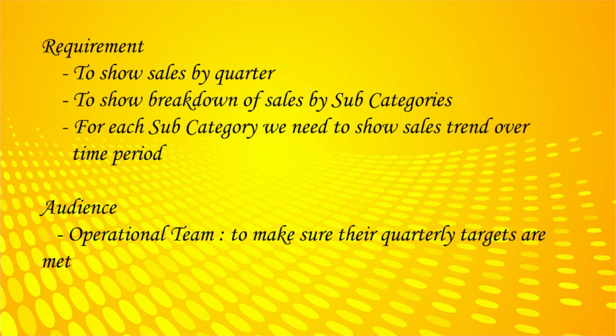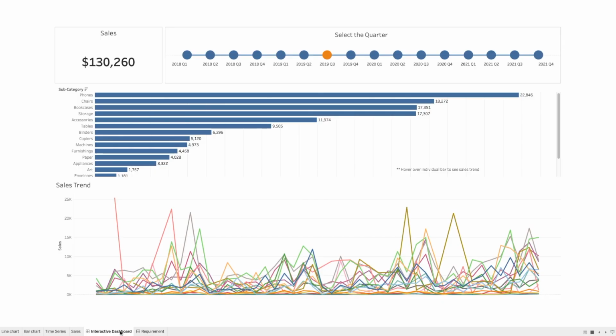The audience who will be looking at this dashboard will be an operational team who want to make sure they are meeting their quarterly targets. When we create any dashboard, we need to make sure we answer all the questions in the requirement and make our design according to that, keeping in mind which audience will be looking at the dashboard. If it's an operational team, we have to design it so they can drill down into details. If we are making it for a CEO level or other reports, we will have to design the dashboard in that way. So I've already created this dashboard.